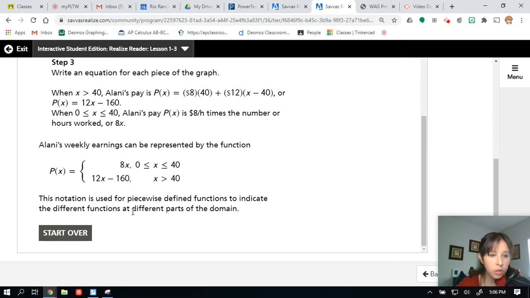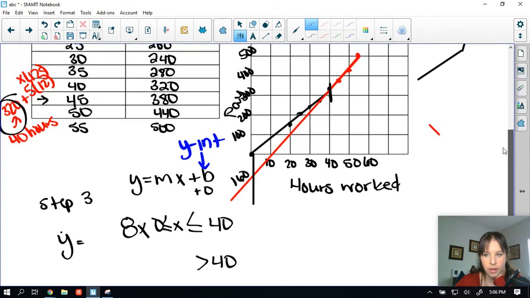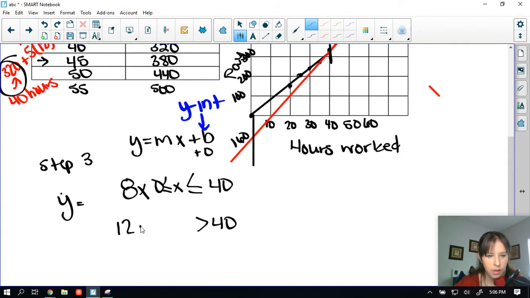So this notation is used for piecewise defined functions to indicate the different functions at different parts of the domain. At this part of the domain, we go from this black line and this red line takes over, this is 12. And that's what this means. So y equals, with the curly brackets, 8x for the values 0 to 40, and then after 40, she's making more money. So then we have 12x minus 160 for greater than 40.